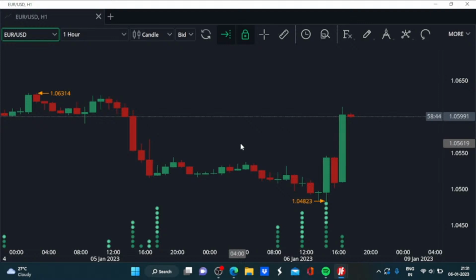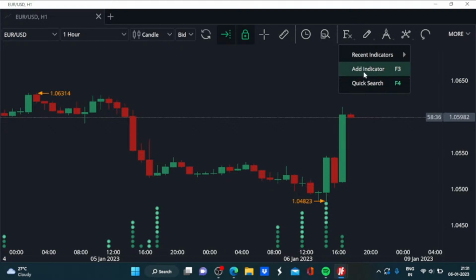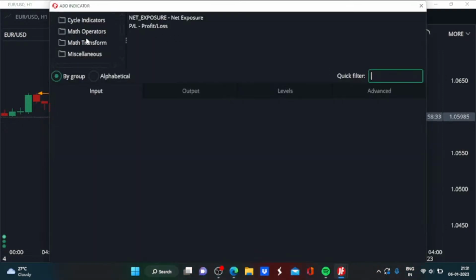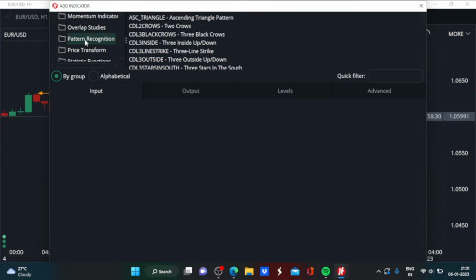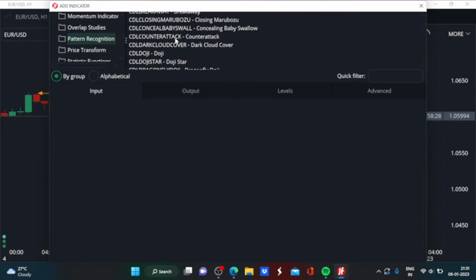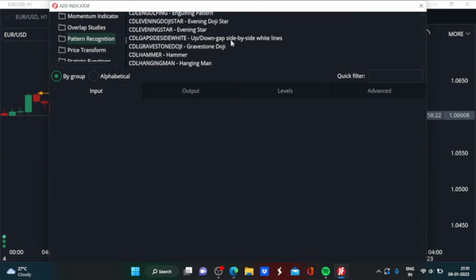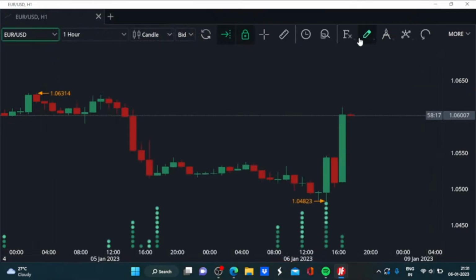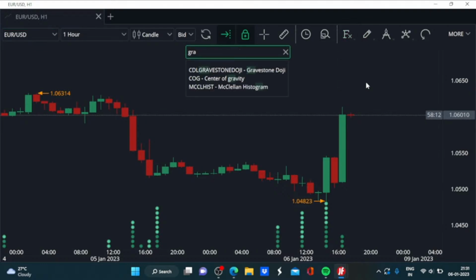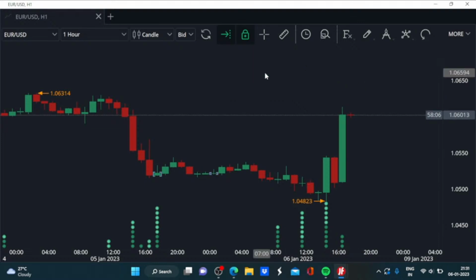This is the Euro USD chart drawn on the hourly candle period. To know where this pattern recognition is, you can opt for two options. Add indicator, pattern recognition. Here you will find it below the up and down gap side by side white lines. Goes to Doji. Here it is. Or you don't have to take all this trouble. Simply type in the name and here you get it. Gravestone Doji.